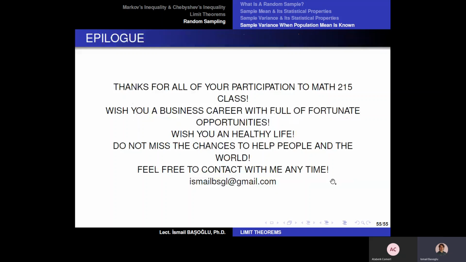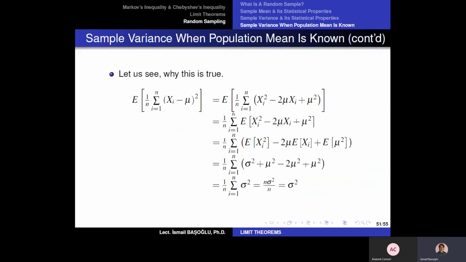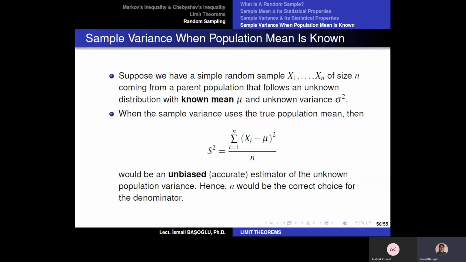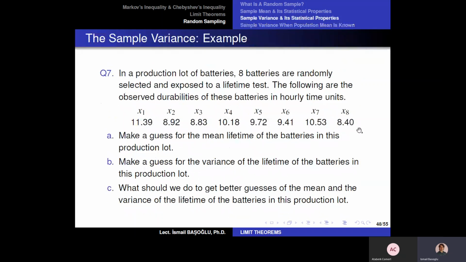Now, my friends, here's the thing. Let's come back to the previous question, question 7. You see these observations, 8 batteries. These are actually real values. These are not made up. This is not a made up question. These 8 are actually the lifetimes of 8 batteries which are manufactured in a production lot. So this is a real question. And the engineer actually designed these batteries to have a lifetime of 10 hours. They are going to work for 10 hours consistently.